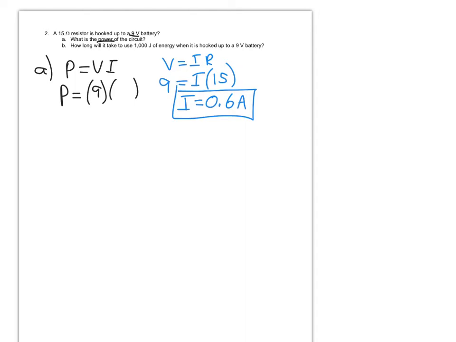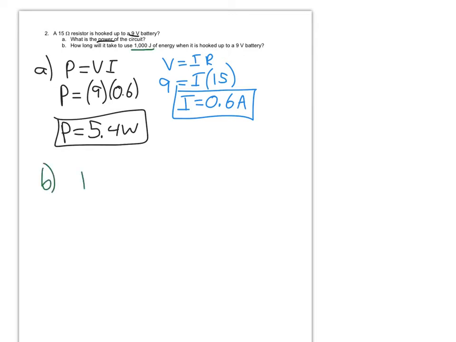We can then use that current in our power equation, and we end up finding that the power of this circuit is 5.4 watts. We then can move on to our second part, where we want to know how long it will take to use 1,000 joules of energy. So this actually goes back to our definition of power, which is that power is work over time, or we can alternatively say power is the change in energy, or energy used over time. So we know our power is this 5.4 watts. We want to know how long it will take to use 1,000 joules of energy. And so we're solving for our time there.